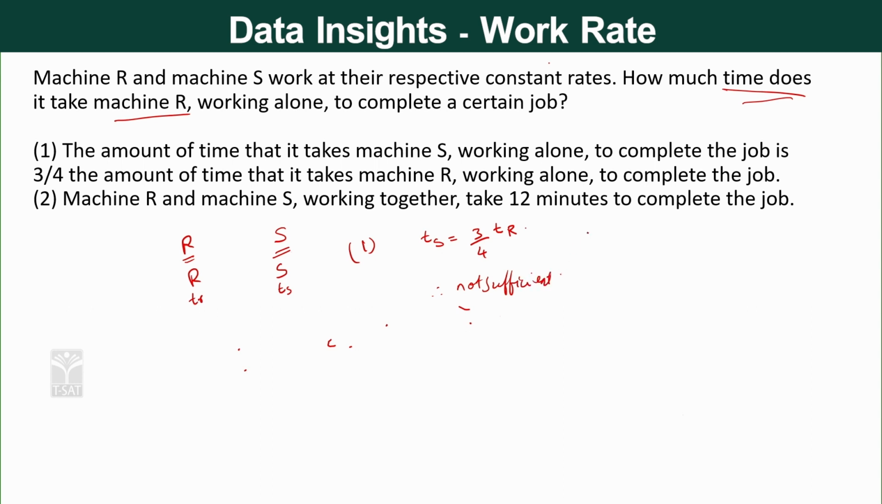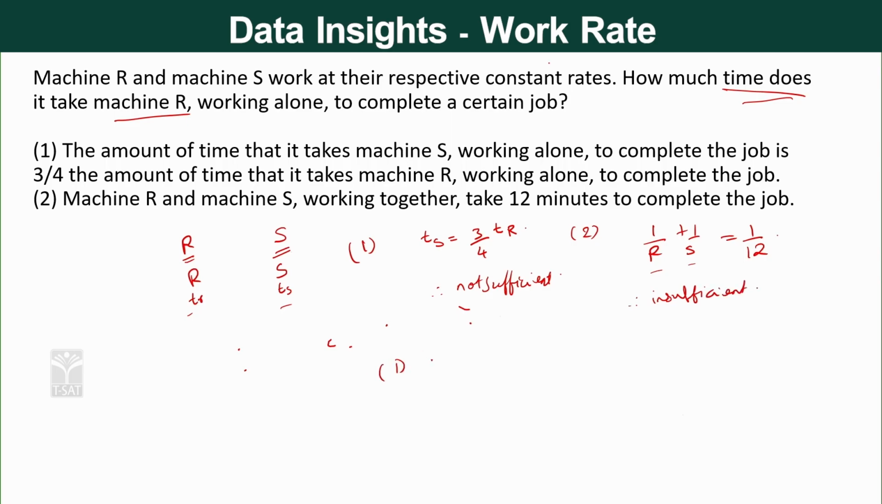Let us see what statement 2 is telling us. Statement 2 is telling us that machine R and machine S working together take 12 minutes to complete the job. That means that 1/R plus 1/S is equal to 1/12, but we do not know what R is or what S is. So, we cannot comment on the rate or the time taken by machine R and S. So, therefore, this is also insufficient.